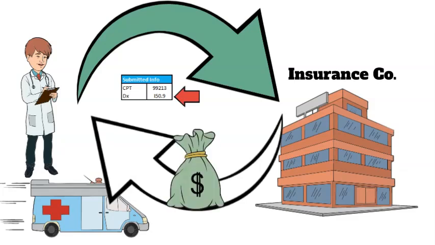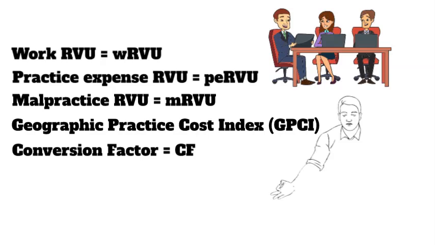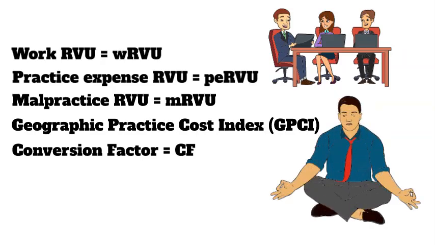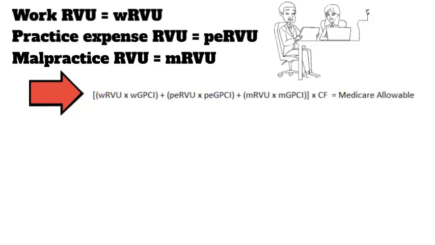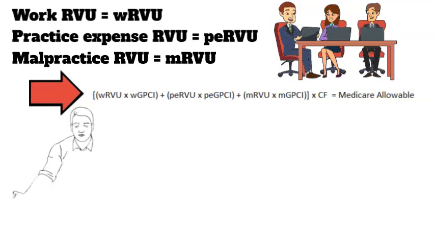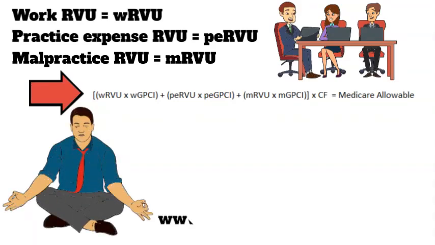As we've discussed, Medicare utilizes a formula to craft payment rates for each CPT code. The RVU component pieces for work, practice expense, and malpractice expense are multiplied by geographic practice cost indices, or GPCIs, and the sum of these products is then multiplied by the conversion factor to arrive at a geographically adjusted reimbursement rate for a CPT code. The formula looks like this. WRVU times WGPCI plus PERVU times PEGPCI plus MRVU times MGPCI times CF equals Medicare allowable.